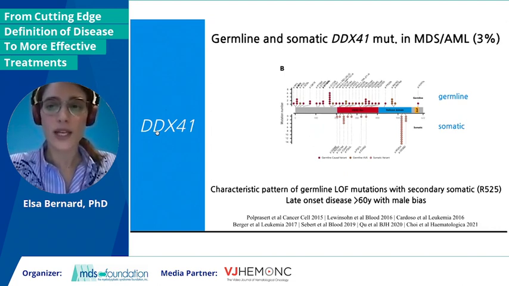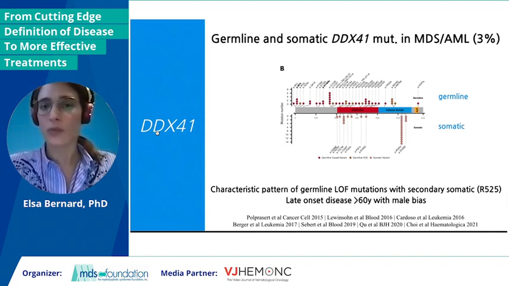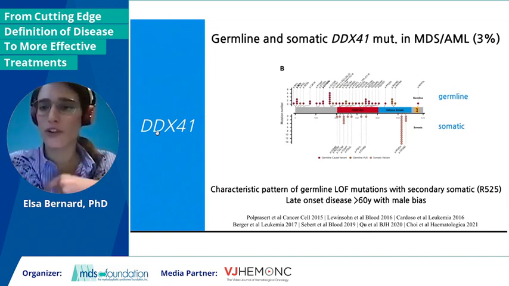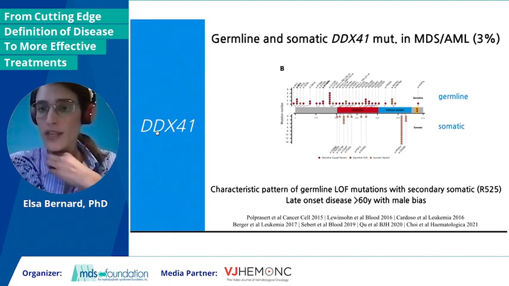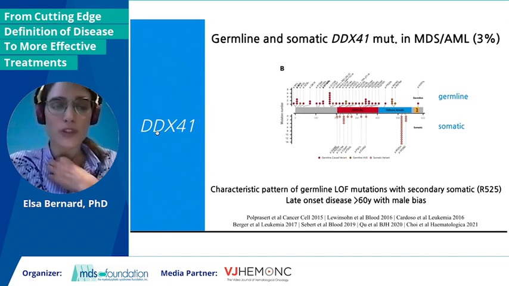The following vignette I would like to discuss is based on DDX41. I'll be brief because we will hear more about genetic predisposition to MDS in the next talk by Dr. Malcovati. So DDX41 mutations in MDS are frequent. They are observed in about 3% of both MDS and AML. They occur in a very characteristic pattern of a germline loss of function mutation, followed in about 60% of cases by a secondary somatic hit with dominant representation of the hotspot substitution at the arginine 525 position. They are also characterized by a late onset of the disease and a male bias.